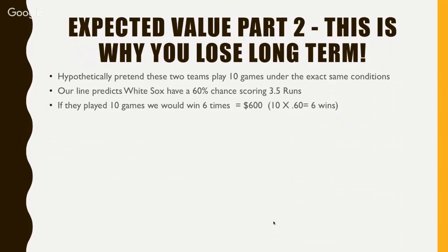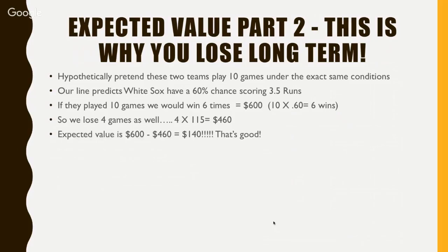All right. So we win 6 times, $600. So we're going to lose 4 games. We're going to take 4 times 115. Why do we multiply it times 115? That's what the odds were, right? Minus 115. So if we lose, that's the amount of juice that we pay. 4 times 115 is $460. Now, this is our expected value.